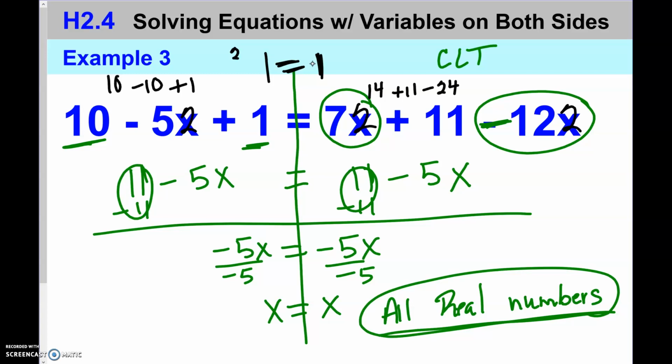You can go through, stop this video right now, and you can just put a 5 in here for x. Put a 5, put a 5, put a 5 and do the math and see what happens. And you're still going to end up with a true statement. That's why we have all real numbers for the solution.